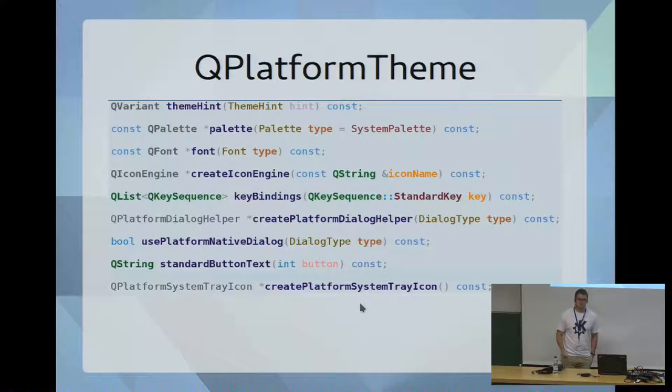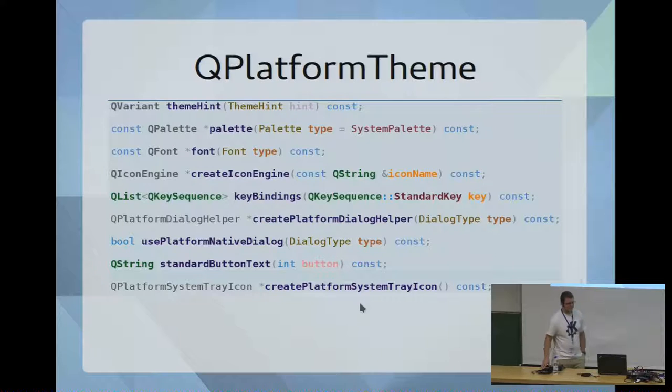And when a Qt application loads this plugin, then this plugin will provide that information to the application. Then the other interesting thing, icon engine, that's if you need some specific stuff for icons. In KDE, this is just a wrapper around the Qt icon engine, and we don't add anything special. So if you want some specific stuff like overlays over your icons, you can use this. Key bindings, this is obvious. If you want to have some default shortcuts set for your application, you need to implement that. Platform dialog helpers, this is used when you want to provide the native file dialogs.